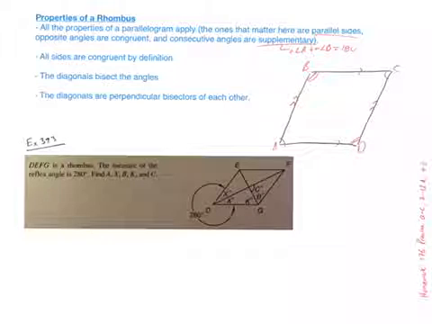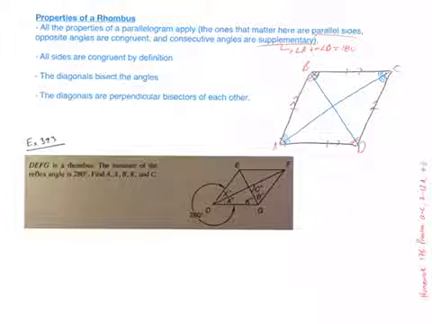It says all the sides are congruent by definition. Alright, we said it's a parallelogram where all 4 sides are the same. Diagonals bisect angles. So the diagonal from A to C is going to cut this angle. So this angle right here is going to be the same as this angle right here, which would also be the same as this angle right here, and the same as that angle right there. Because angle A is congruent to angle C, and they're cut. So that's cool.